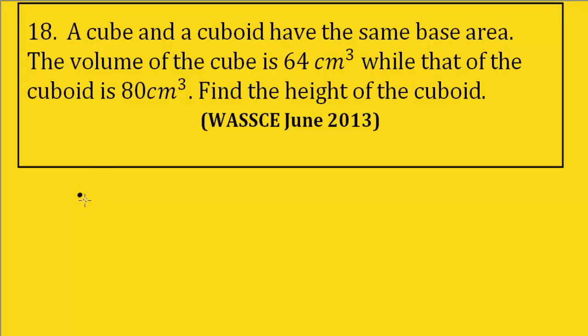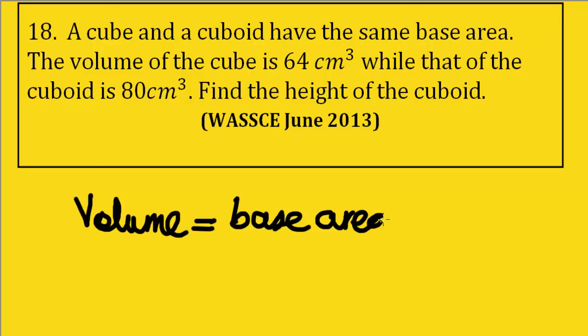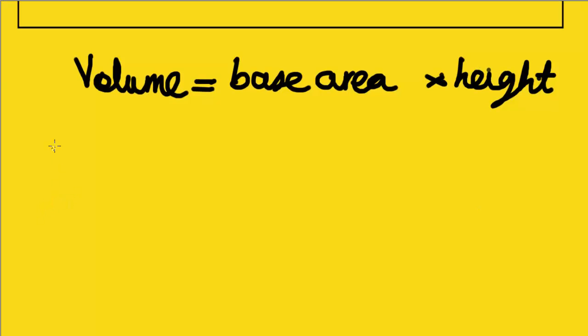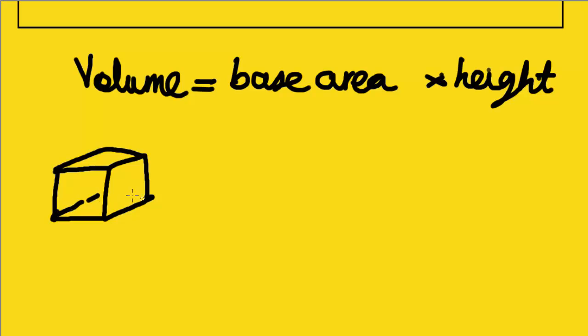So for a cube or cuboid, the volume is the base area times the height. Base area times the height, for a cube and a cuboid. So keep that in mind. And for a cube, I'll just try and draw a neat one here. All the sides are supposed to be of equal area. The base is also a square.